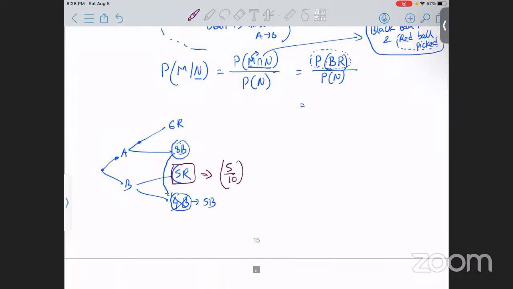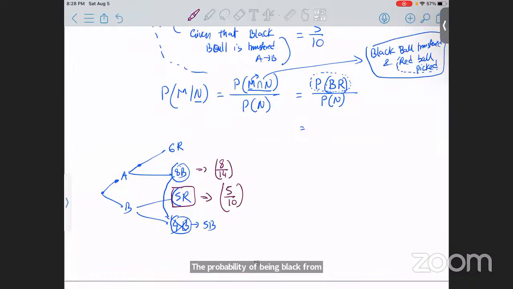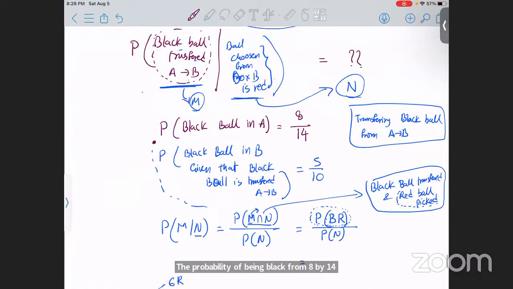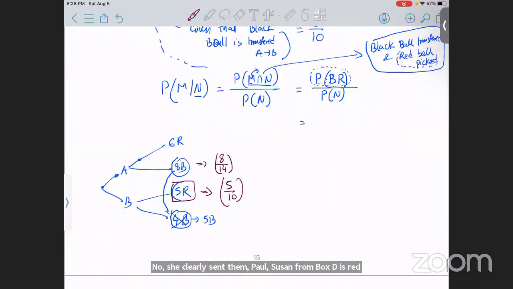And then 5 by 10. Listen to this carefully. He also said that the probability of a black ball is 8 by 14. He clearly said that the ball chosen from box B is red. What is the other possibility?